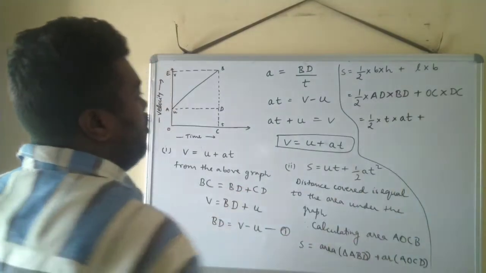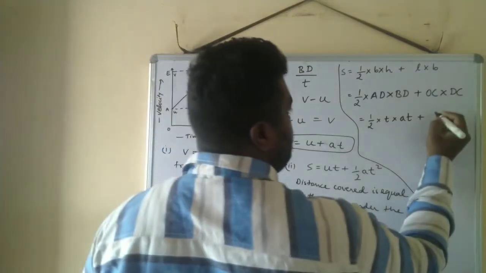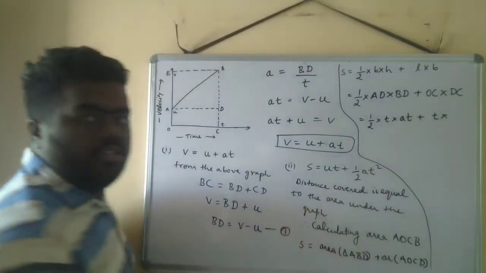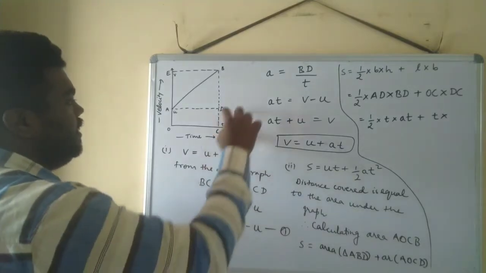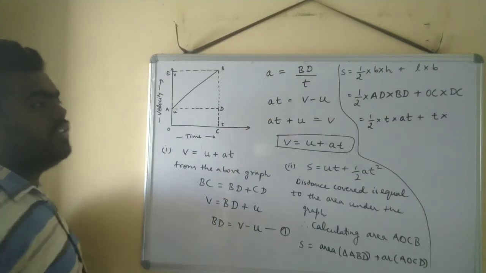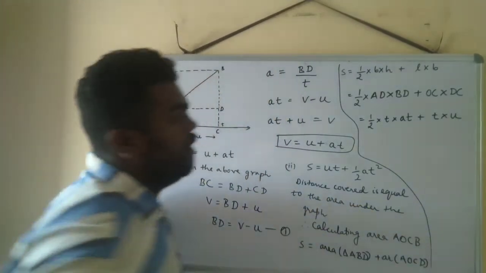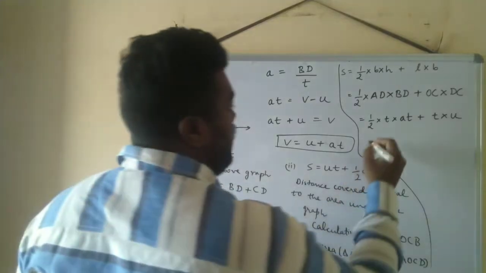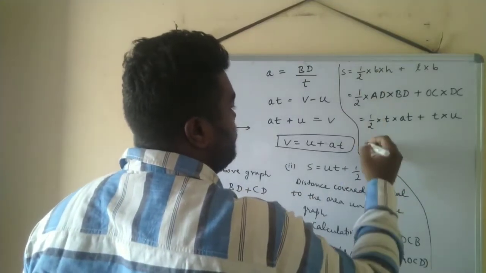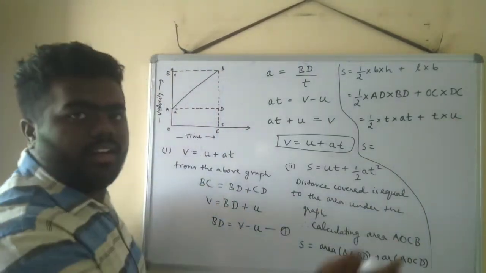Now OC. Where is OC? OC is this. This is equal to T into CD or DC. DC is equal to OA. OA is U. So DC will also be equal to U. So I am putting here U. Okay, now we are writing in original form. S is equal to, first I am writing this TU. TU I can write as UT.